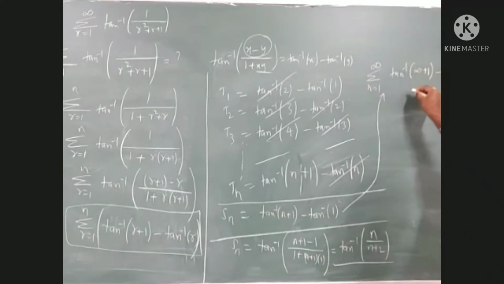So tan inverse infinity plus 1 is tan inverse infinity. Tan inverse infinity is how much? Pi by 2. Tan inverse 1 is how much? Pi by 4. So pi by 2 minus pi by 4, how much? Pi by 2 minus pi by 4 is again pi by 4.